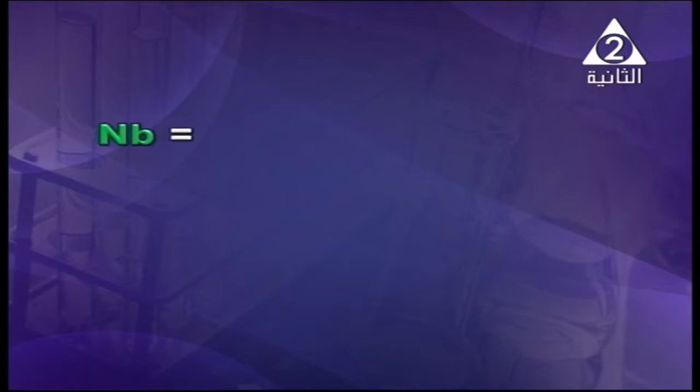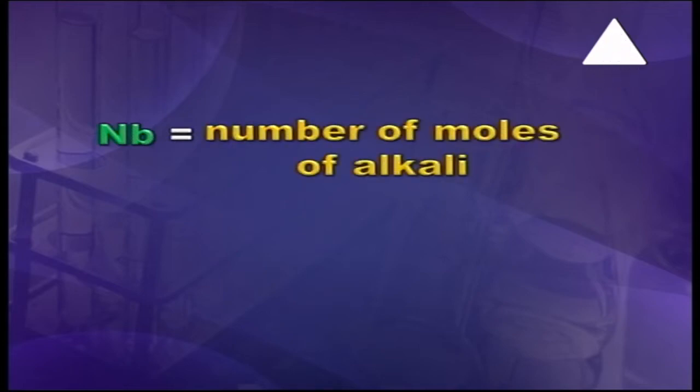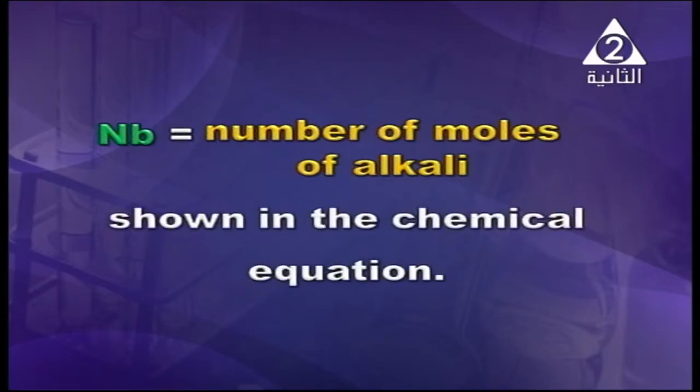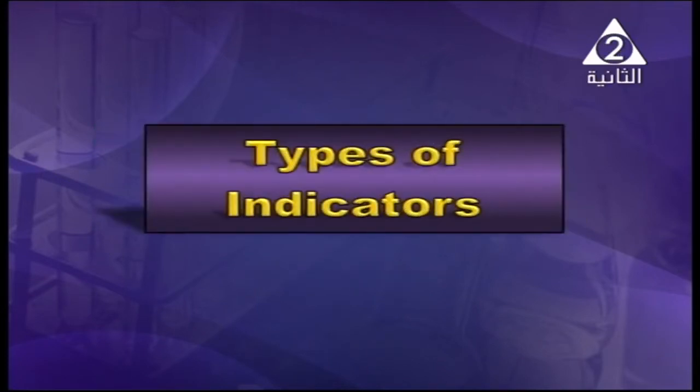Now, NB is the number of moles, as with acids. Number of moles of alkali. Na, number of moles of acid. NB, number of moles of alkali, shown in this chemical equation.